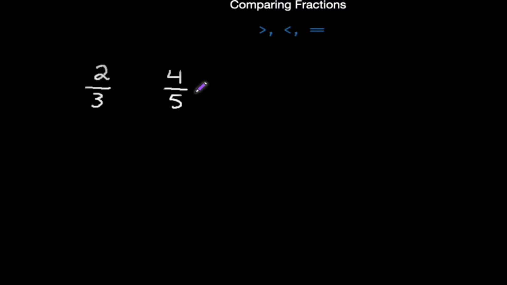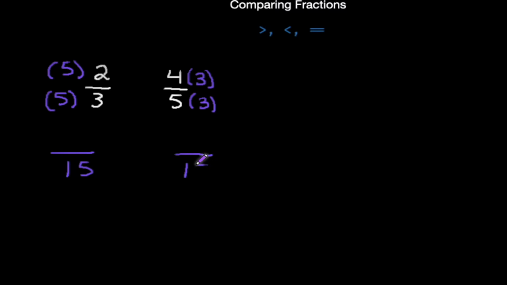All right. So let's go ahead and multiply by 5 to make it 15. Whatever you do in the denominator, you must also do in the numerator. And then 5 times 3 is 15. So multiply by 3 in the denominator and numerator. All right, so now we have 15 as the denominator, 15 as the denominator. All right, so 5 times 2 is equal to 10. 4 times 3 is equal to 12.